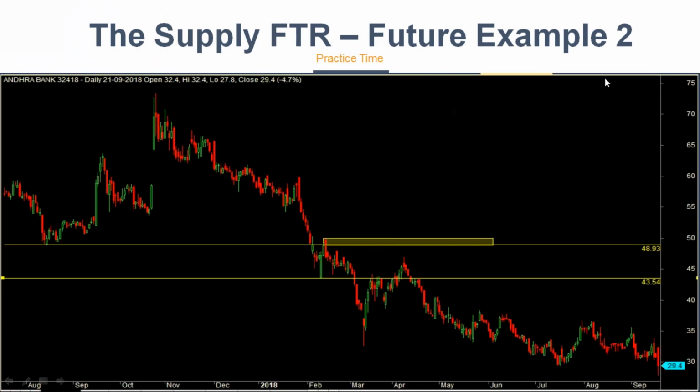Now, this is another cute supply FTR which I like because of this. L1, L1 broken, L2, L2 broken. And when it went back, I have taken the top wick to wick as trade and I'm waiting for the zone to form.